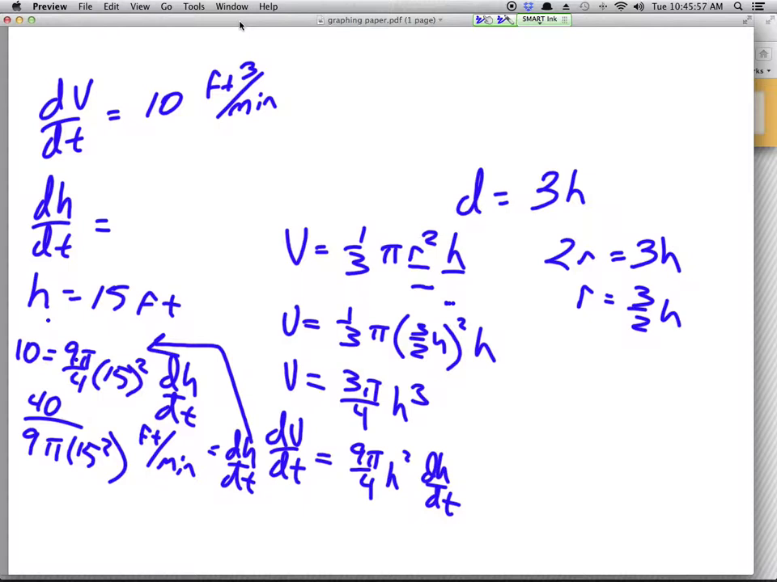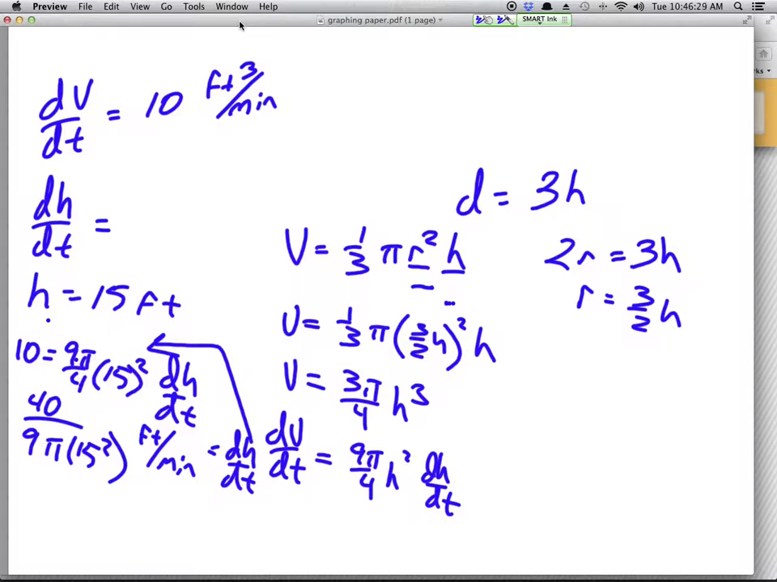Okay, now what does that tell me? That's how fast your height is changing. All right, what does it tell me about my height? It's increasing. My height is increasing because the derivative of the height is positive. Be more specific. What equals 40 over 9 pi times 15 squared? The rate at which it's changing. But what is it right there?